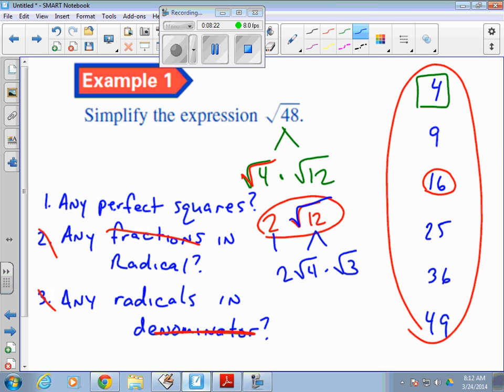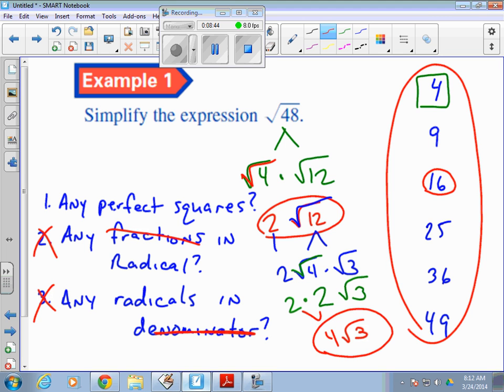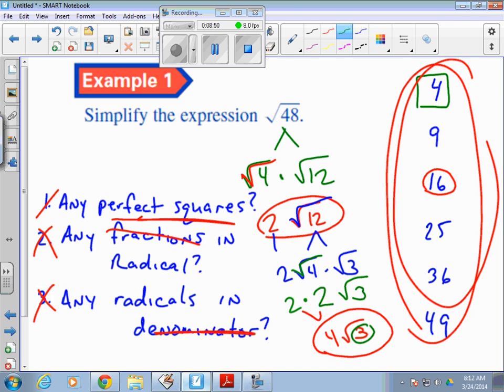It's not a radical. It's something that you're going to multiply by. So it becomes 2 times the square root of 4, which is 2 times the square root of 3. And when you put those 2 back together, 2 times 2, you get 4 square root of 3. Again, asking yourself those 3 questions. There are no fractions at all, so 2 and 3 are out. Any perfect squares? No. There's none of these numbers multiplied by anything to give you the number 3. So that's why it's considered simplified.